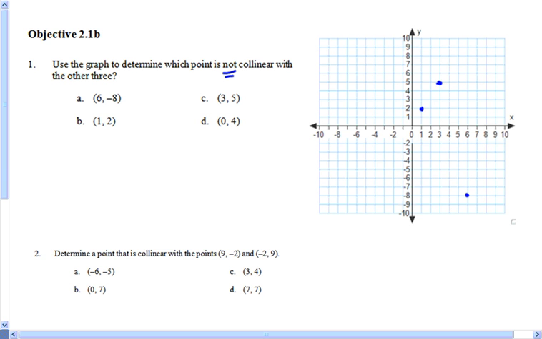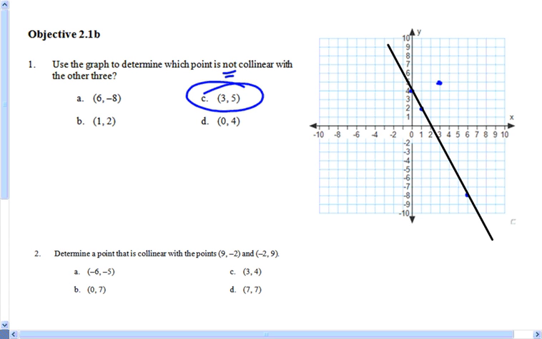And as soon as I put that point (3, 5), I know that that's not going to be collinear with the other three. And then (0, 4) is the other one. And if we were to draw a line through these points, you would notice that those three line up and the other one doesn't. So the (3, 5) is not collinear with the other ones.